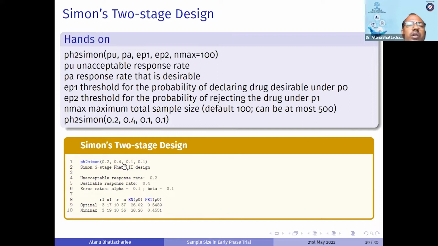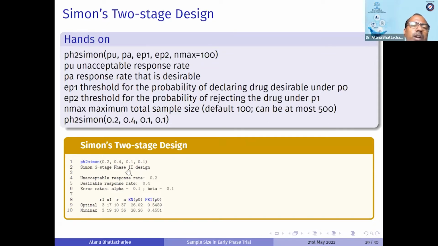because that is the response rate you are expecting. You are not going to throw out the study if it is more than 0.4, because that is very positive. But you are going to throw out the study if it is less than 0.2. So basically the boundary you are making is at least 0.2, and you are expecting 0.4. Those two things are required. In addition to that, type 1 and type 2 error.